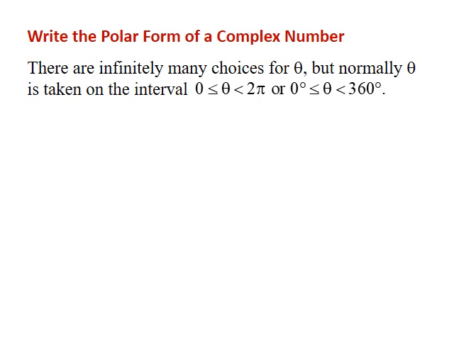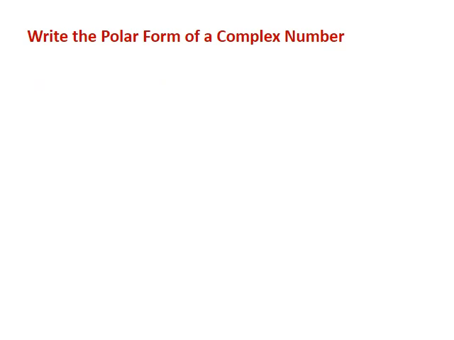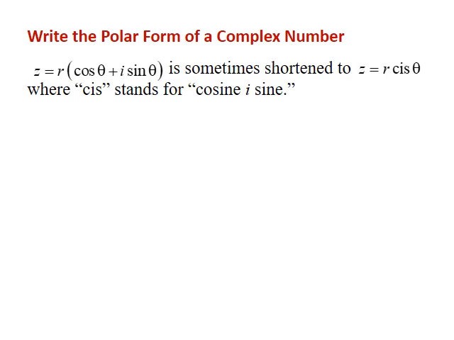As we know, there are lots of choices for theta, but typically in radians, we will choose a value of theta between 0 and 2 pi, and between 0 and 360 for degrees. A little bit more to talk about before we get into the meat of this: writing the polar form of a complex number.